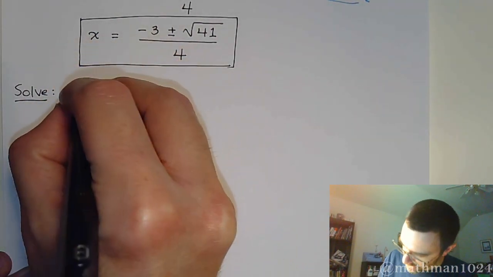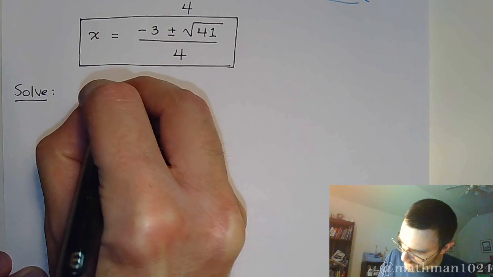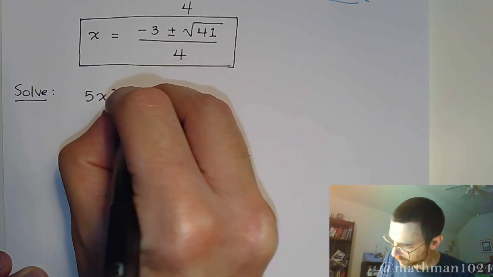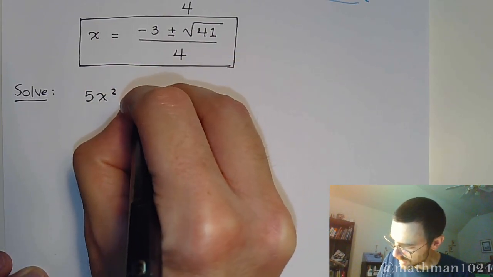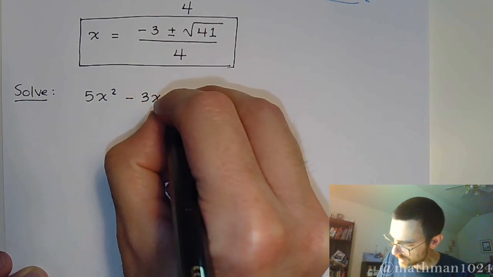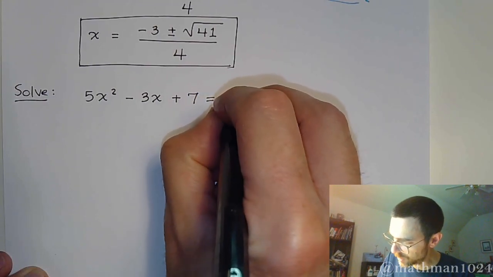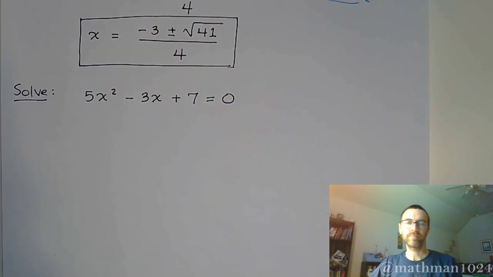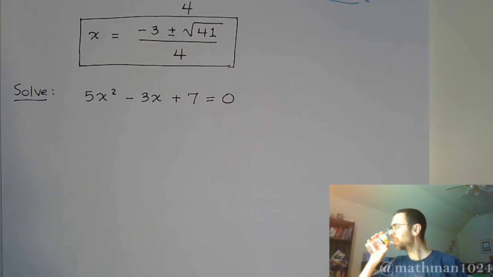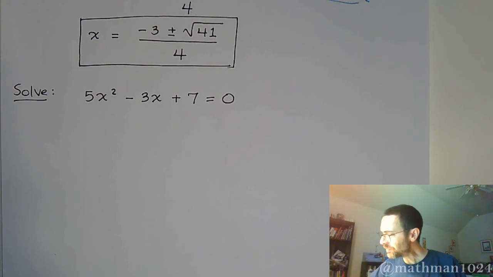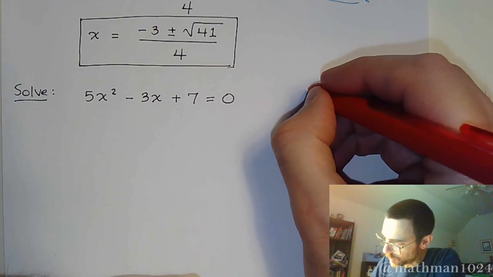For example, if I take 5x squared minus 3x plus 7 is equal to 0. We're going to go through our progression and make sure we understand why we would use a particular method or why we wouldn't use that particular method. All right. So let's work this out.